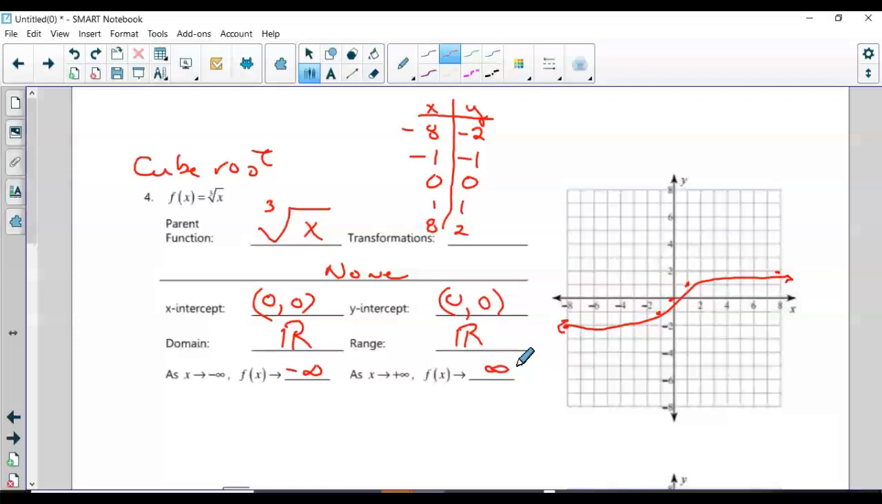Right. So for domain, this is all real. I used a slightly different notation. Remember, we have a couple different notations for that, right? We can write the words all real. We can use double bar R, which is all real. So negative infinity to infinity is the exact same thing. That's what double bar R means.